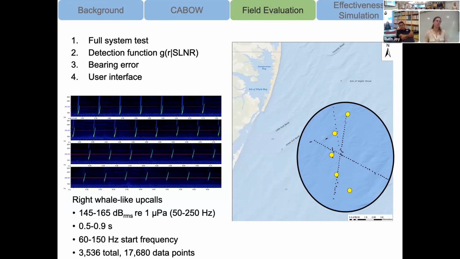And just like Harold played back simulated tones to the detectors that you're working with, we also played back simulated tones. And these are very right whale-like calls.